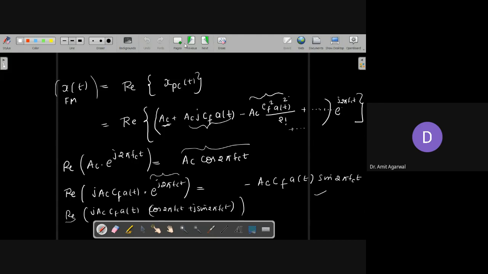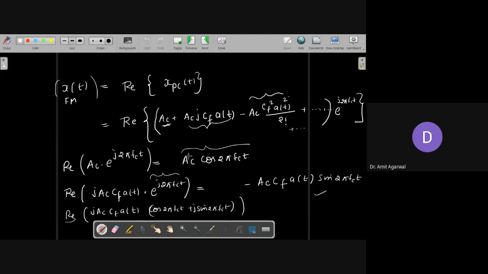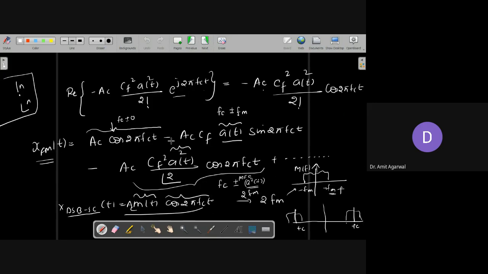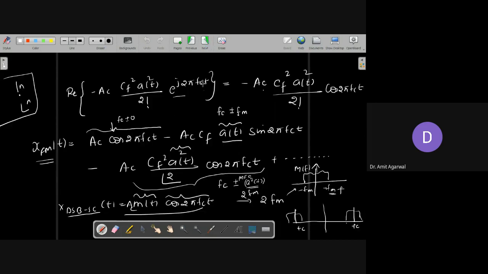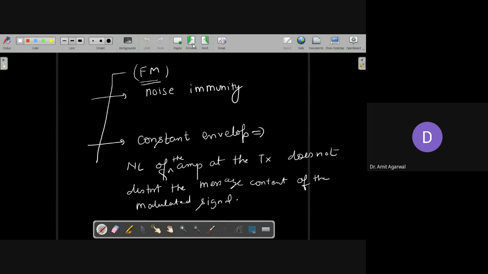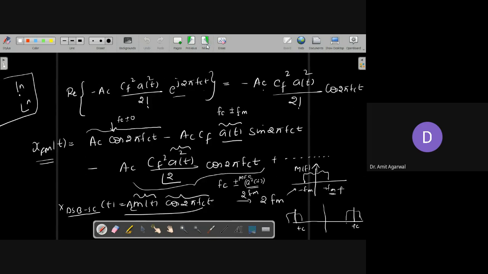So I can write my frequency modulated signal like this. You replace the first term with AC cos 2 pi fct. The second term, the real part of this, is minus AC Kf A(t) sine 2 pi fct. And the third term with this. This is your third term. And there will be many terms, so we just write up to 3 terms.